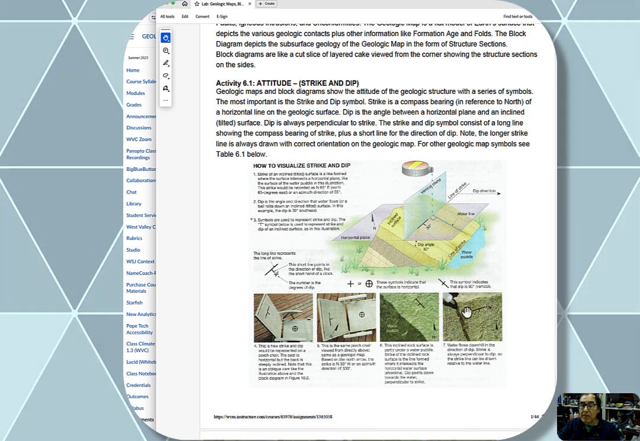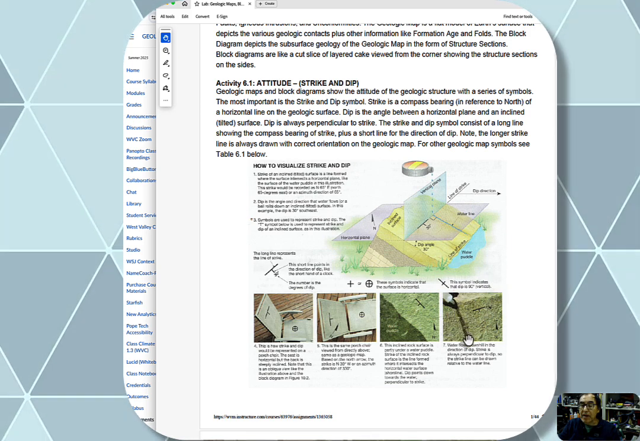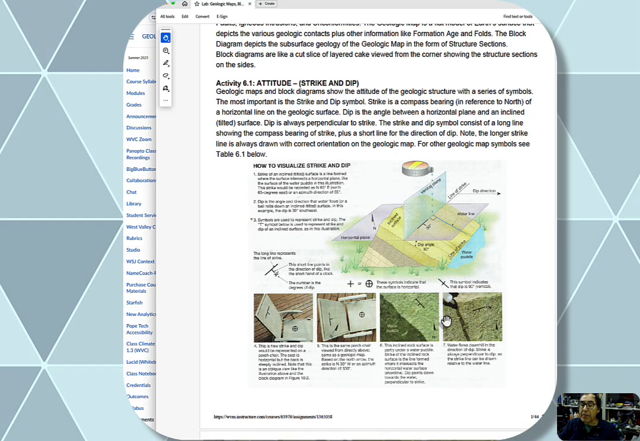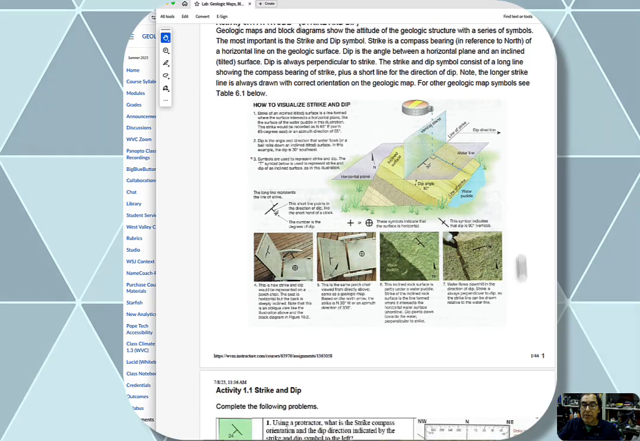And here it's a pretty steep dip. Here we drip some water down, and we see it's going straight down due to gravity. So strike is going to be perpendicular to that dip direction. So that's a little bit about strike and dip.